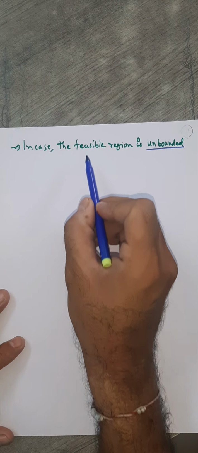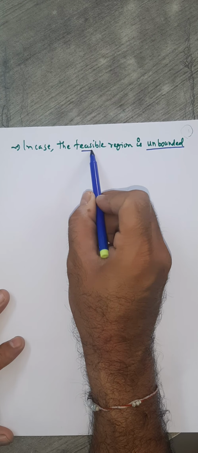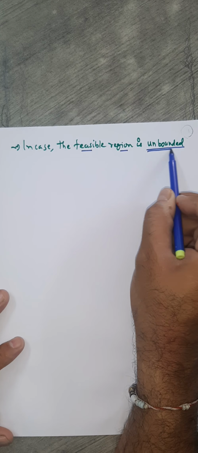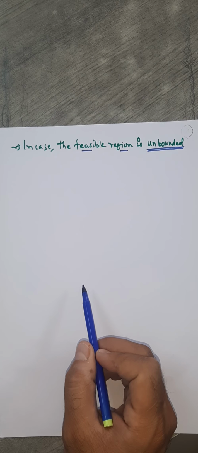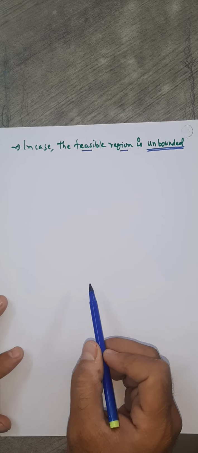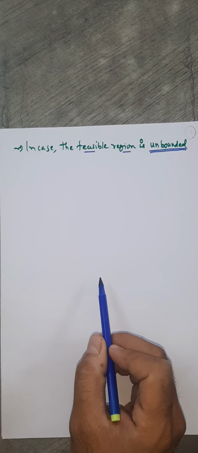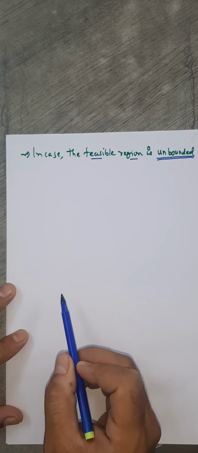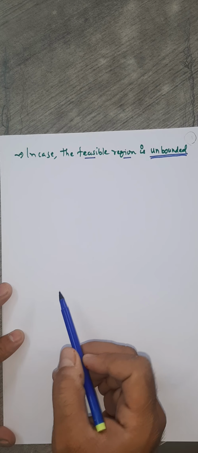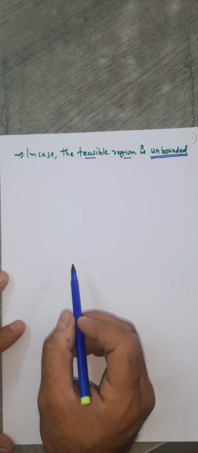So in the last session we discussed LP problems. Today we specially discuss LP problems where the feasible region is unbounded. We had a last example about an LP problem where the feasible region was unbounded. Today we discuss theory related to it and some more examples.